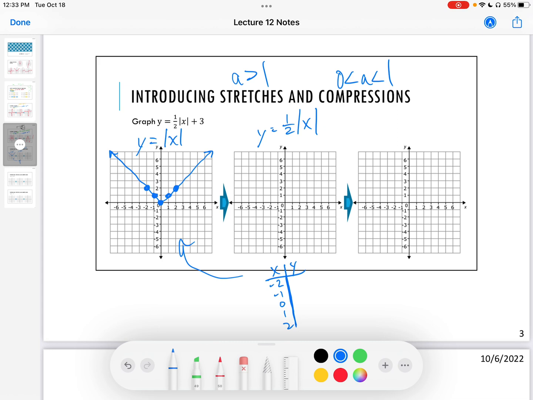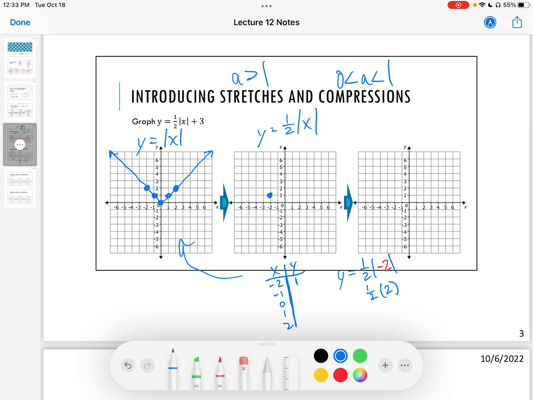Now, I'm going to plug these x values into that equation up there. So y equals 1/2 times the absolute value of -2. Well, that's just going to be 1/2 times 2, because the absolute value of -2 is just 2. 1/2 times 2 is 1. So instead of having the point -2, 2, I have the point -2, 1.